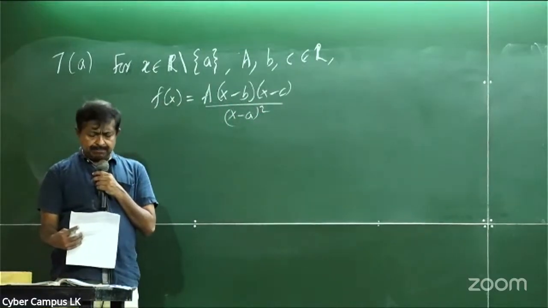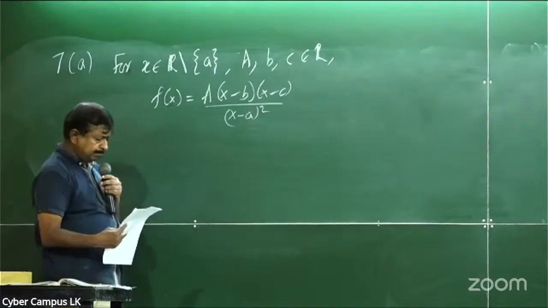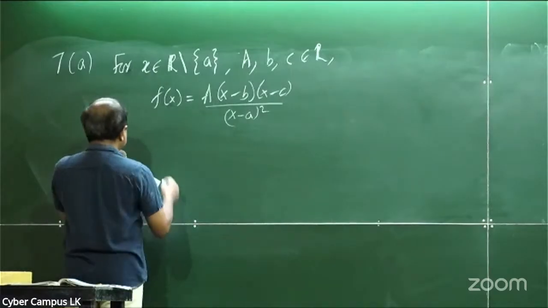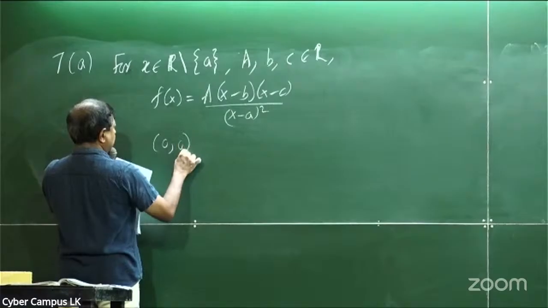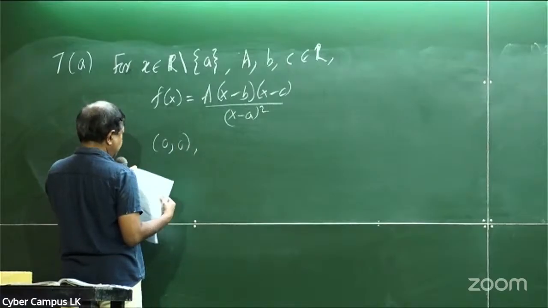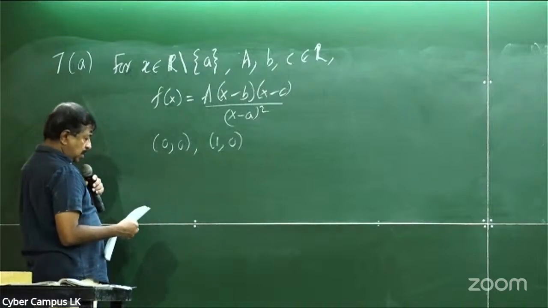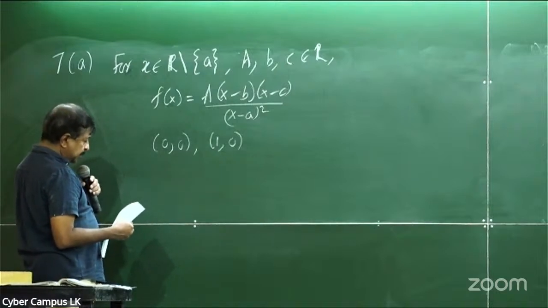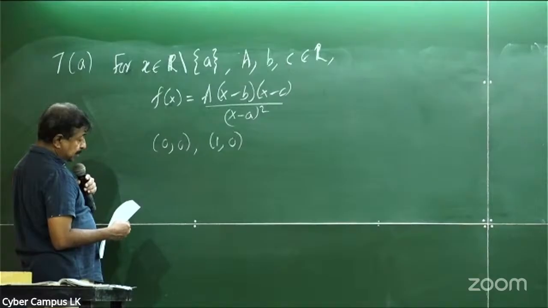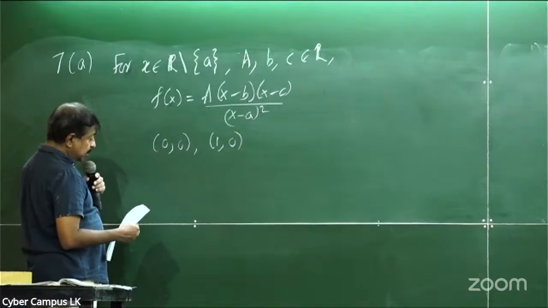Now, x-intercepts are 0, 0 and 1, 0. And x equals 3 is a vertical asymptote. That means at x equals 3, the function is not defined. A should be 3.